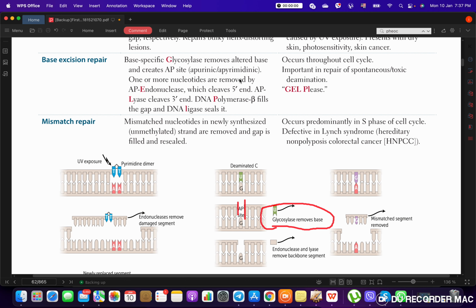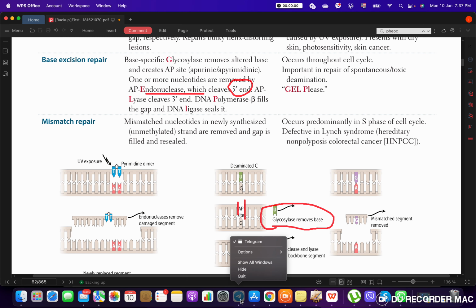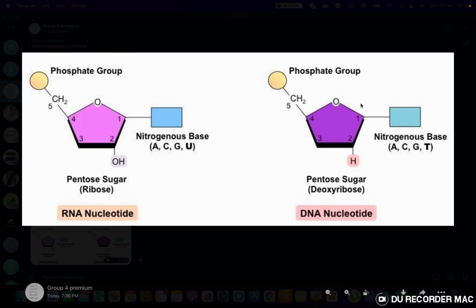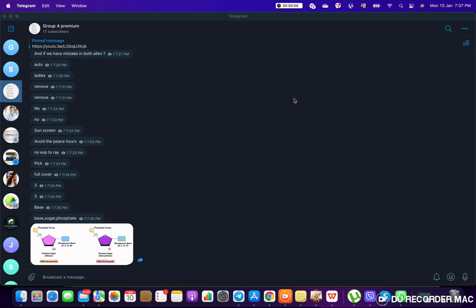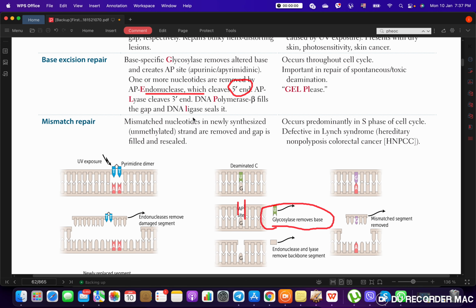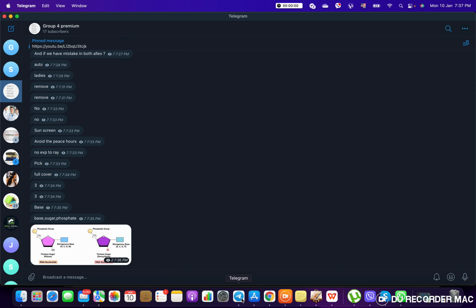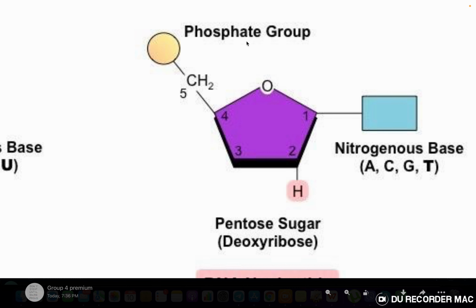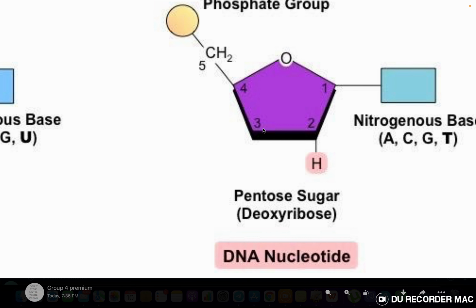One or more nucleotides will be removed by endonucleases, which cleave the 5' end, and an AP lyase, which removes the 3' end. You're like, well, you are giving me too much info. I'm not getting it. Well, let me tell you what's up exactly. If you take a look at this one, glycosylase cuts. Then comes the who? GEL PLEASE, E, endonuclease. So the endonuclease goes to the 5' end. I hope you can see the 5' end. Come to the 5' end, cut. The 3' end, the lyase, GEL.